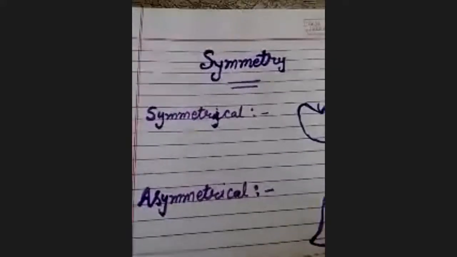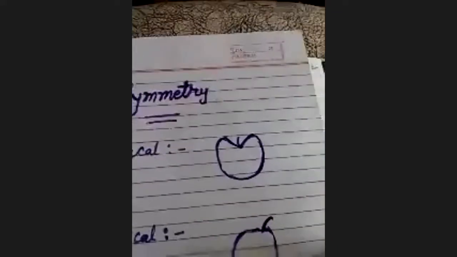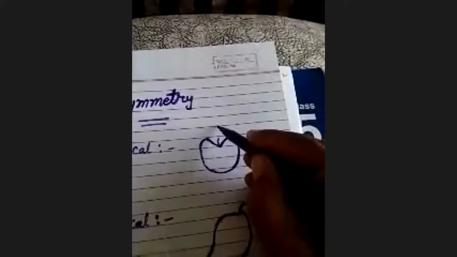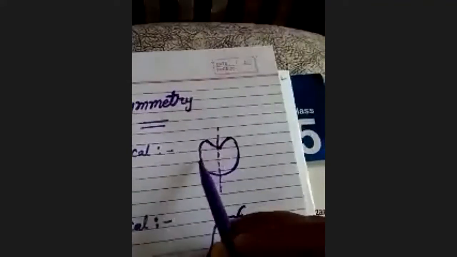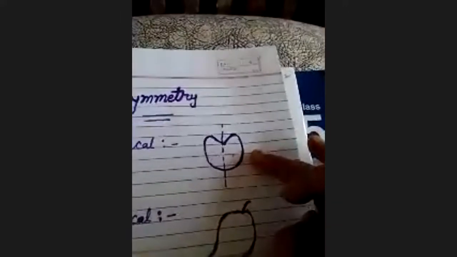For example, first example is a symmetrical object. I have an apple. Now divide this apple into two equal parts. So what we will do? Give it a cut at center. Now we have two parts, 1 and 2. By giving a cut, we will divide this apple into two equal parts. So it means this is a symmetrical object.